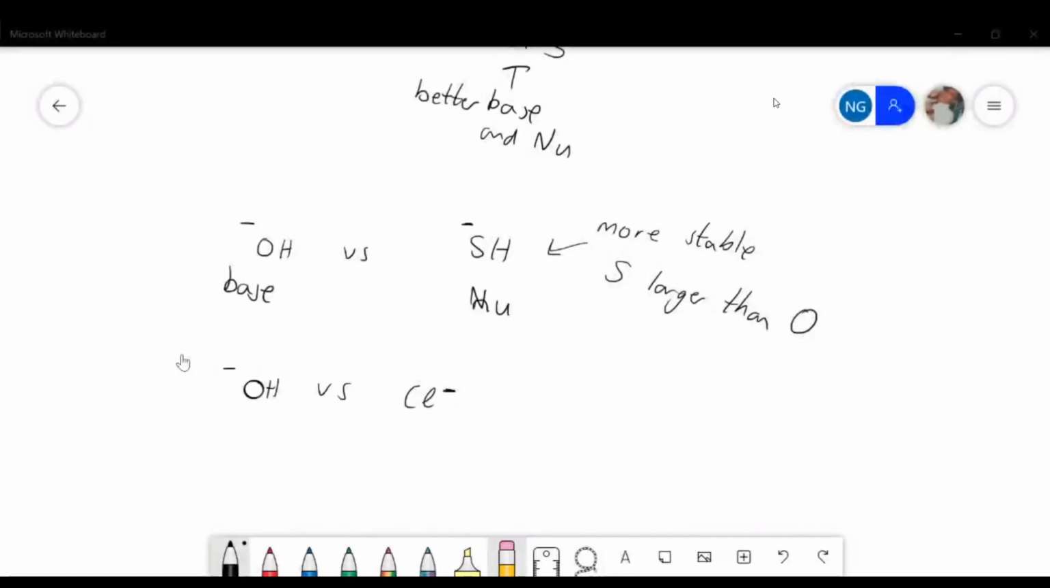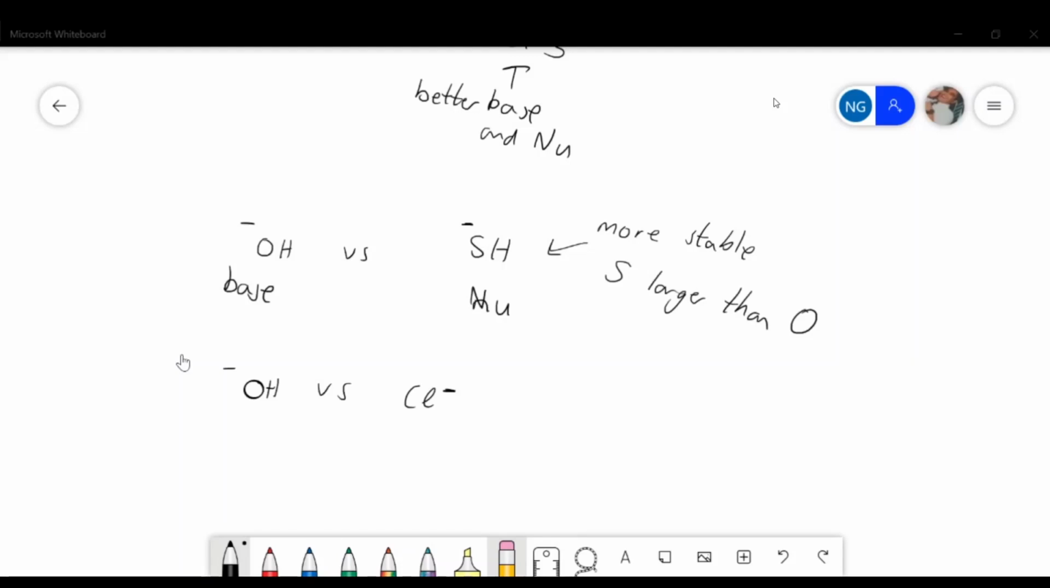The interesting correlation is that something like OH minus, or let's say ammonia as a nucleophile, when they are better nucleophiles, they also happen to be worse leaving groups. For example, let's say you take water versus OH minus. Water, H2O, is a weaker nucleophile than OH minus. But it's also a better leaving group than OH minus. But then let's say you look at the case of something like OH minus and SH minus.